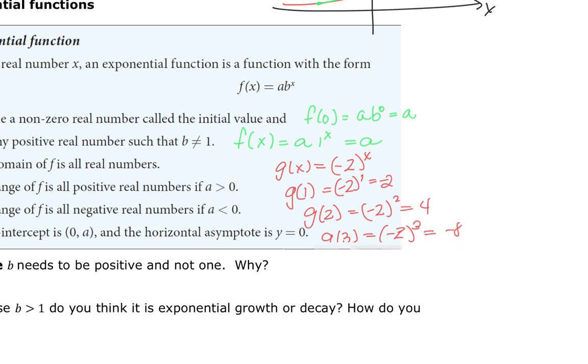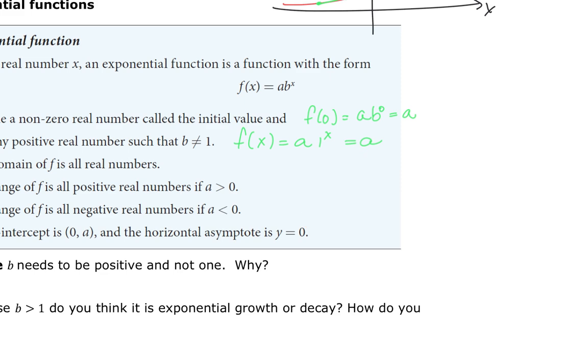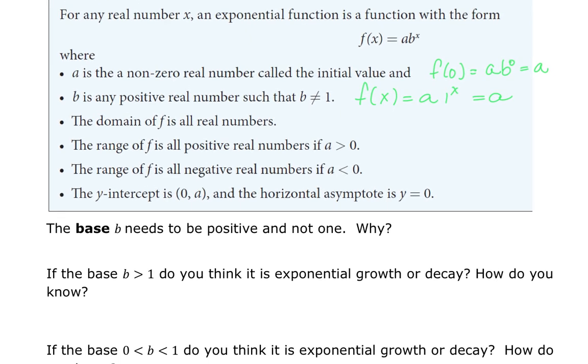So exponential functions are always increasing from left to right or always decreasing from left to right, which means you can't have a negative base. You can put anything you want in for the domain. The domain is all real numbers. The range of f is any positive real number from a to infinity.